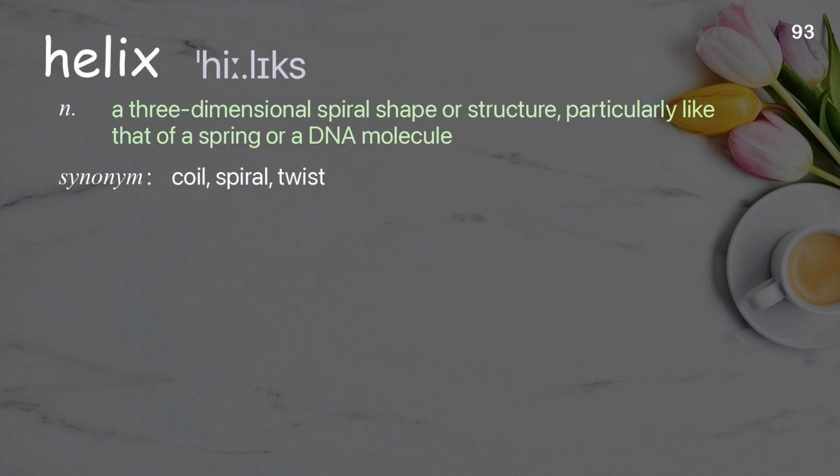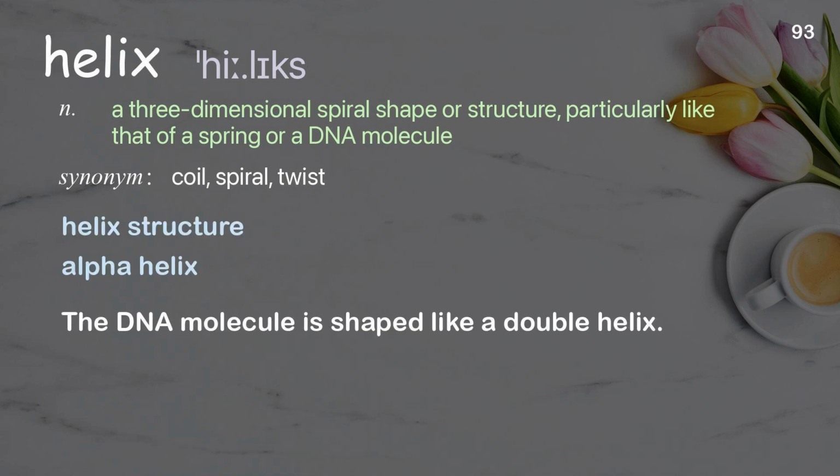Helix. A three-dimensional spiral shape or structure, particularly like that of a spring or a DNA molecule. Examples: Helix structure. Alpha helix. The DNA molecule is shaped like a double helix.